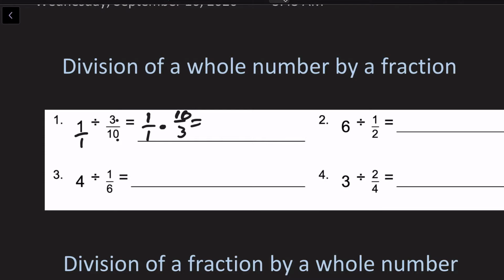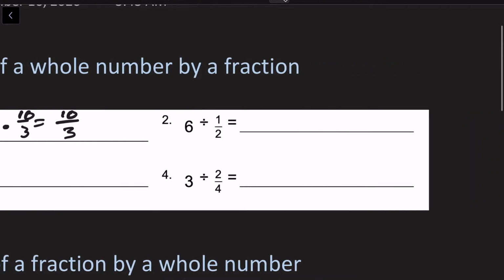And then from here, we just multiply across. 1 times 10 is 10 over 1 times 3 is 3. Pretty simple. So here again, we write 6 over 1 instead of just 6, so we can work with fractions.